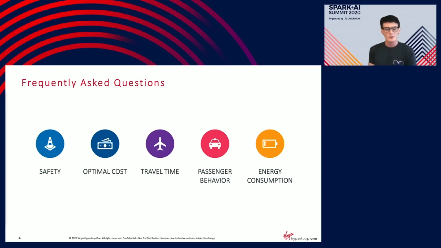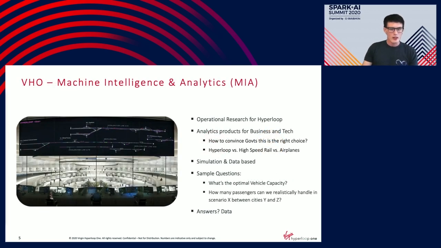So with this new transportation system, people are asking a lot of questions about safety, cost, what the real travel time is, and many, many others. And our group, Machine Intelligence and Analytics, is doing operations research for Hyperloop. We are providing analytics products for our engineers and business teams so that they can show governments, partners, and investors that Hyperloop is the solution they are looking for.